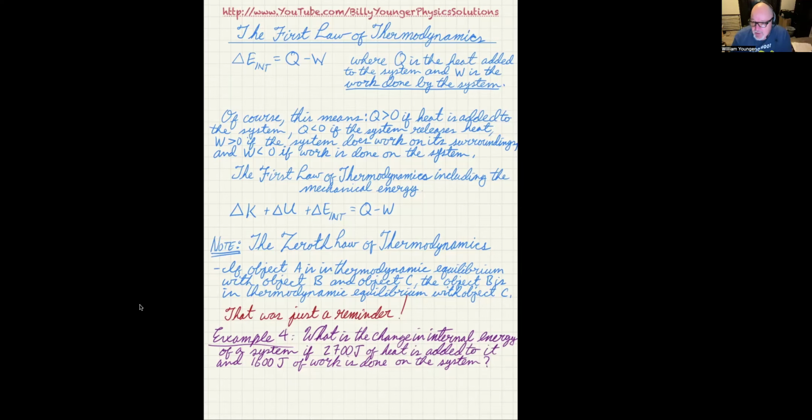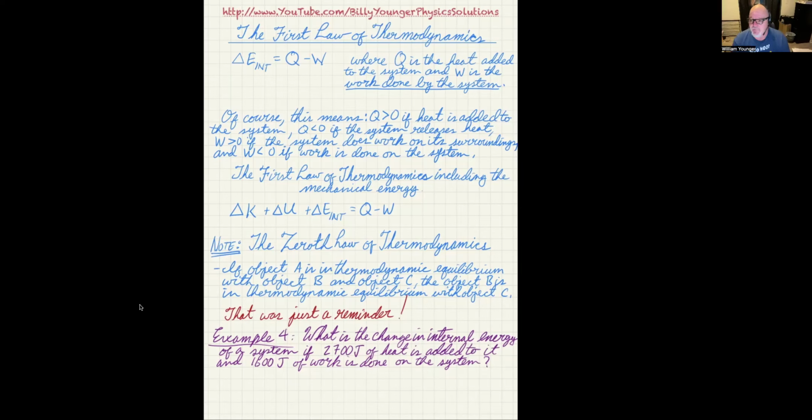The change in internal energy, that's delta E internal, is equal to the heat added to the system minus the work done by the system. I'm using very specific words there. The Q is heat added to the system. The W is work done by the system on the surroundings, in fact. So that's why I took time to write all this stuff out.